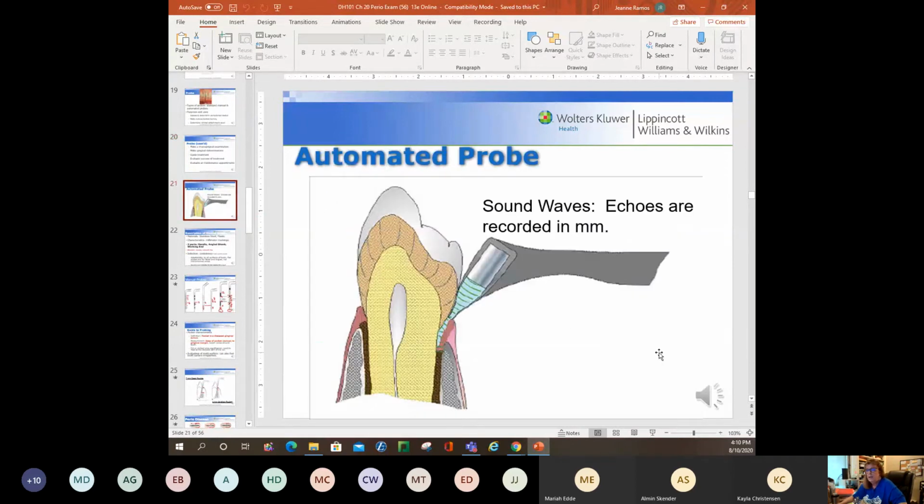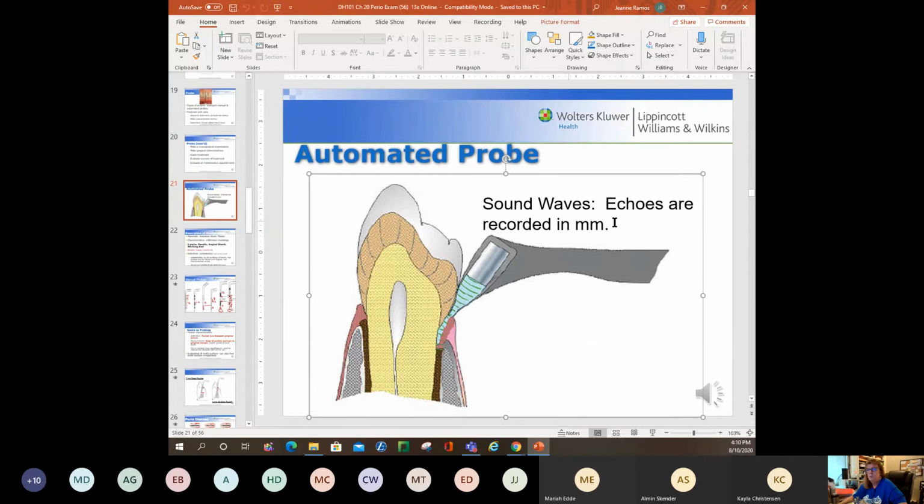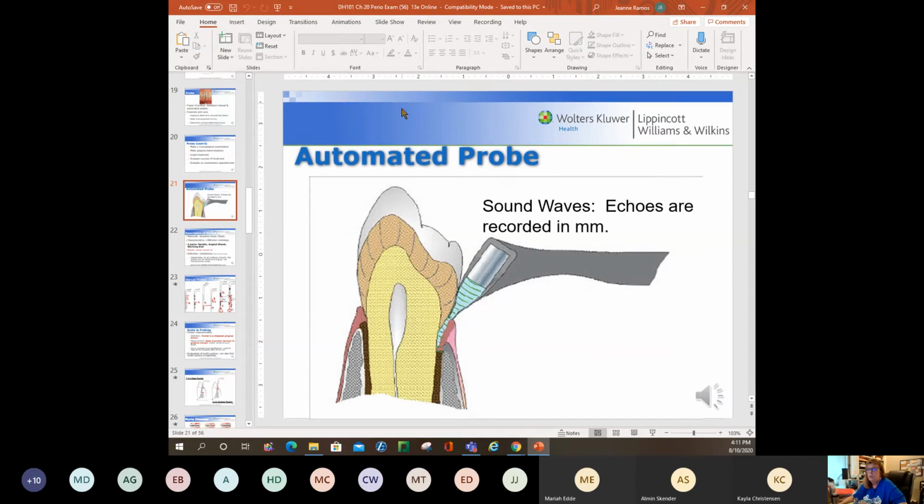This is an automated probe. It works on sound waves, and so the echoes are recorded in millimeters. All of us hygienists, when this first came out years ago, were so elated. We thought, oh wow, that'll be so much easier for it to calculate, and the numbers just come up. But what I heard about it, as always when anything comes out at first, is that it's hugely expensive, so some of the doctors don't want to do it.